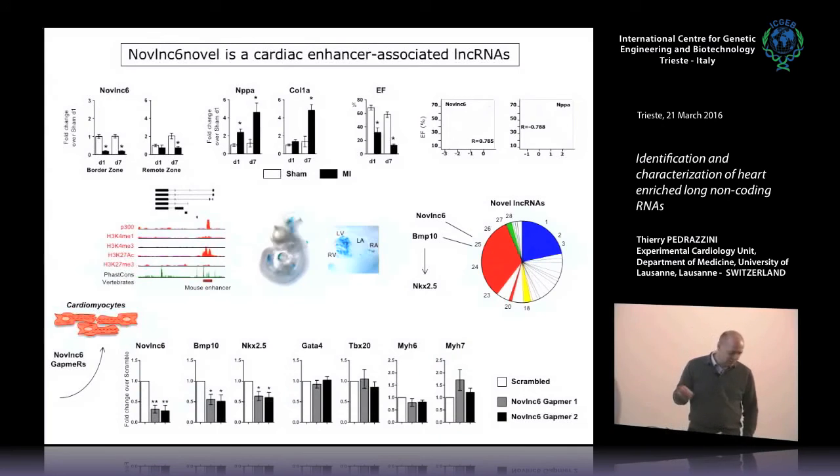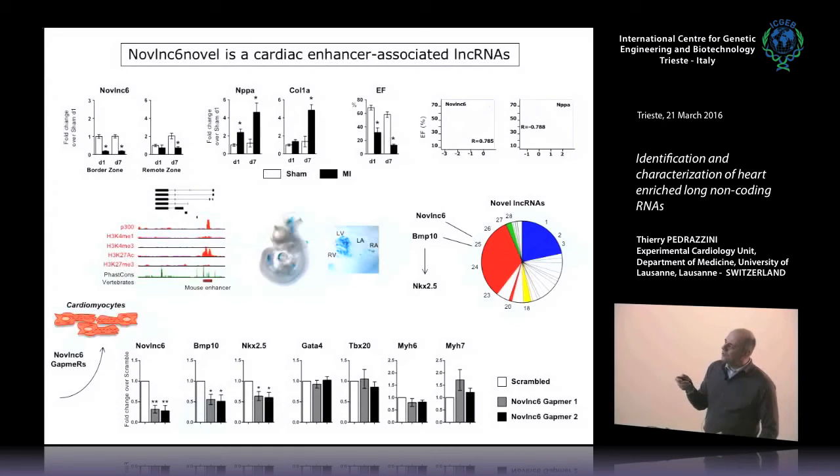This summarizes a little bit what we have found for one particular transcript that we call novel link 6. It's not really a good name. We should have used another name. So this transcript is downregulated after infarction, in the border zone of the infarct or in the remote zone of the infarct. It's differentially modulated. It's positively correlated with function. This is a very high correlation, actually.